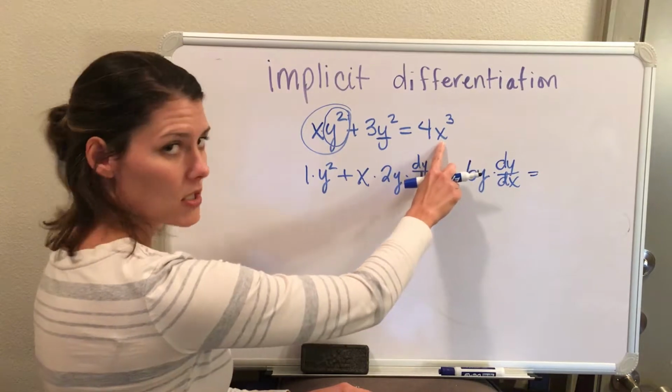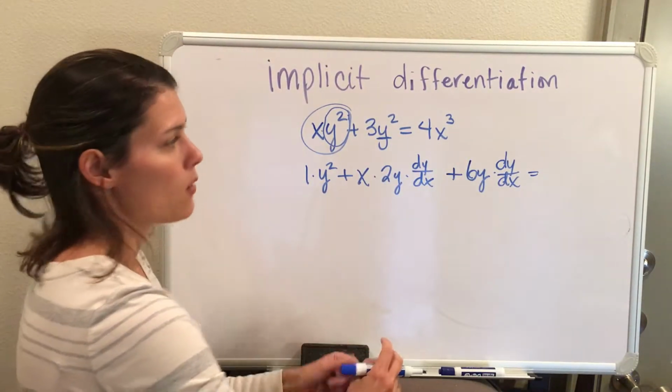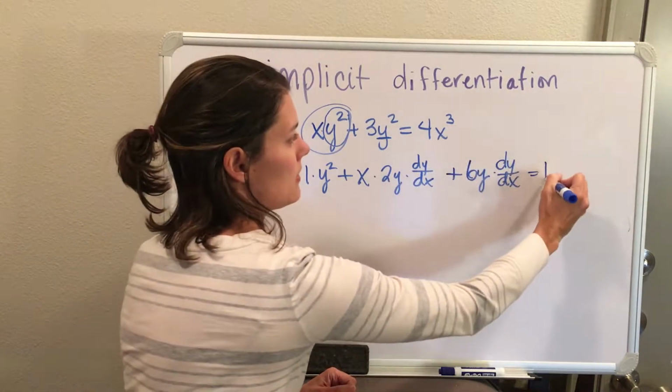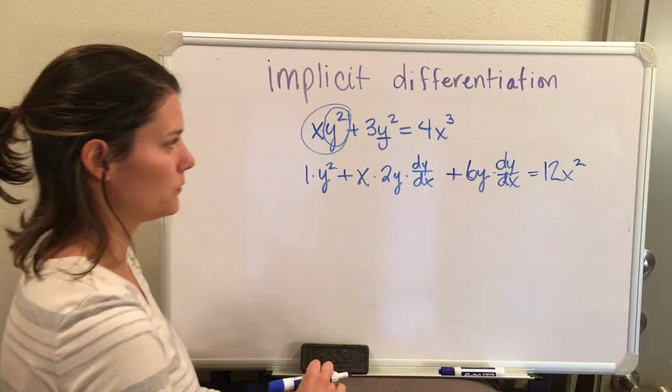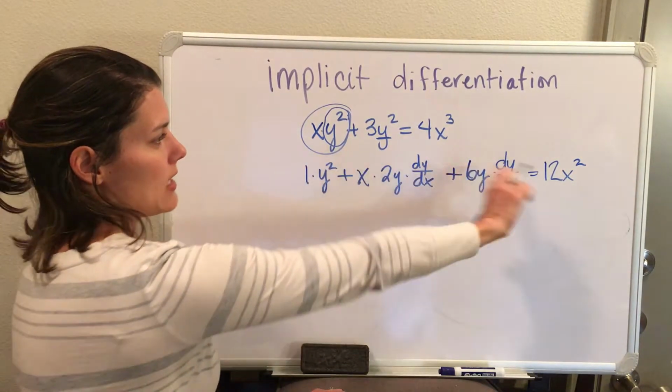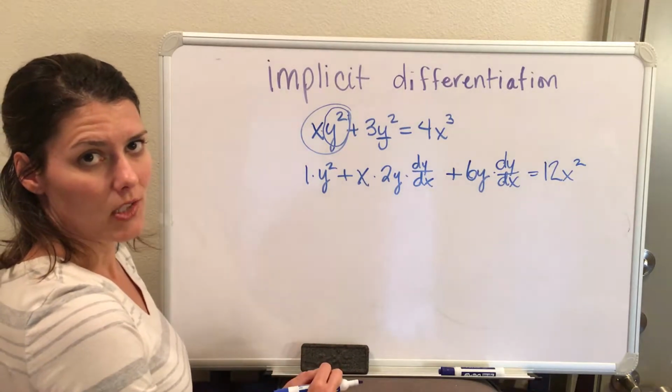Since this is just an x term, you do not have to do anything special. You just do the power rule. So 4 times 3 is 12, and then 3 minus 1 is 2. That takes care of all the derivatives, but you haven't solved for dy over dx yet.